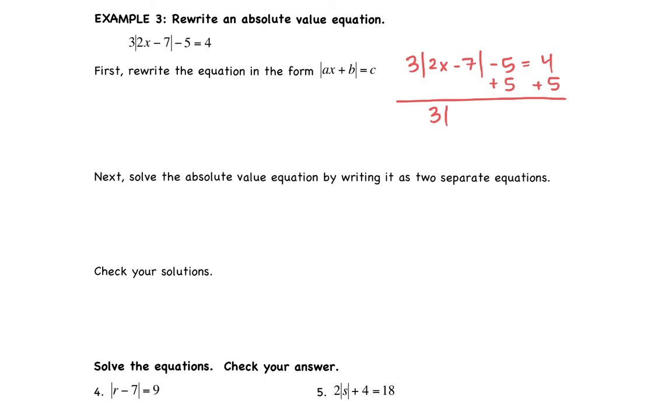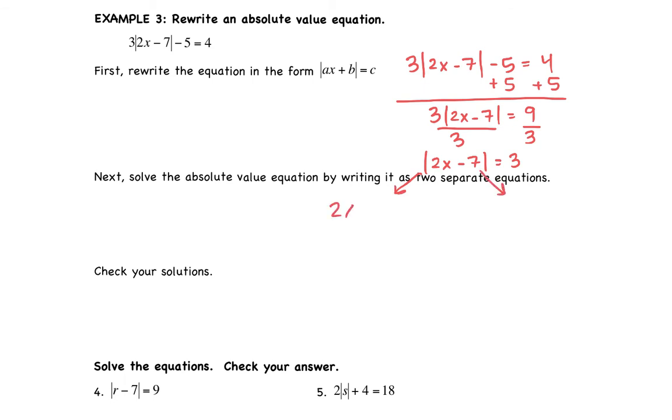So now I have 3 times the absolute value of 2x minus 7 equals 9. The next step is I'm going to divide by 3, because again, my initial goal is to get those absolute value bars by themselves. And now I successfully have the absolute value of 2x minus 7 equals 3. As soon as your absolute value bars are by themselves, this is when you split the equation.